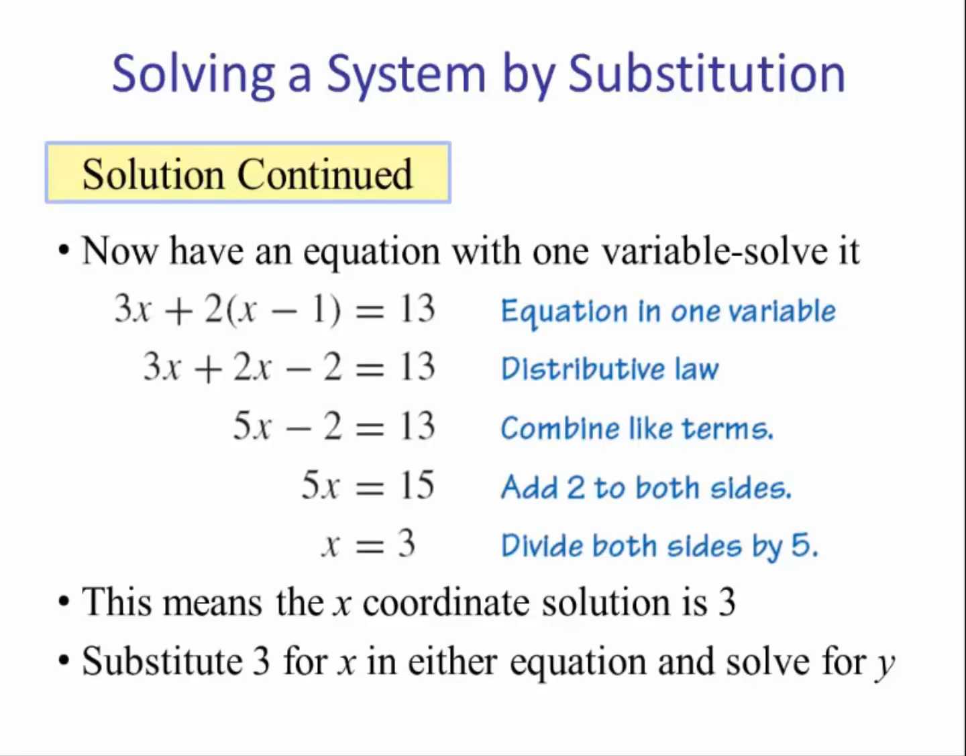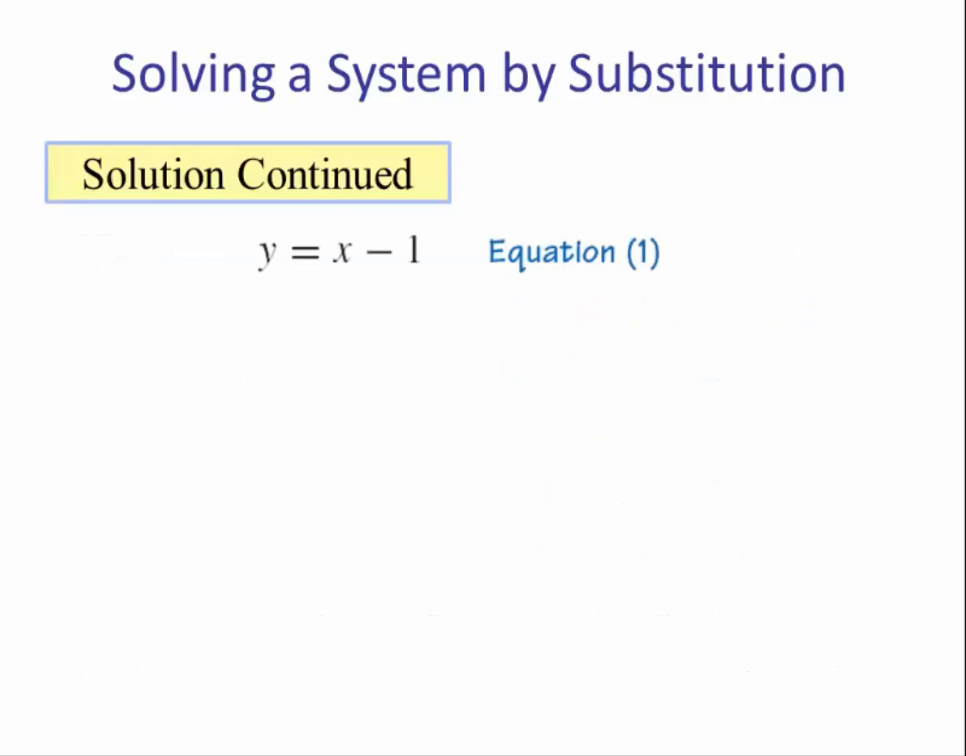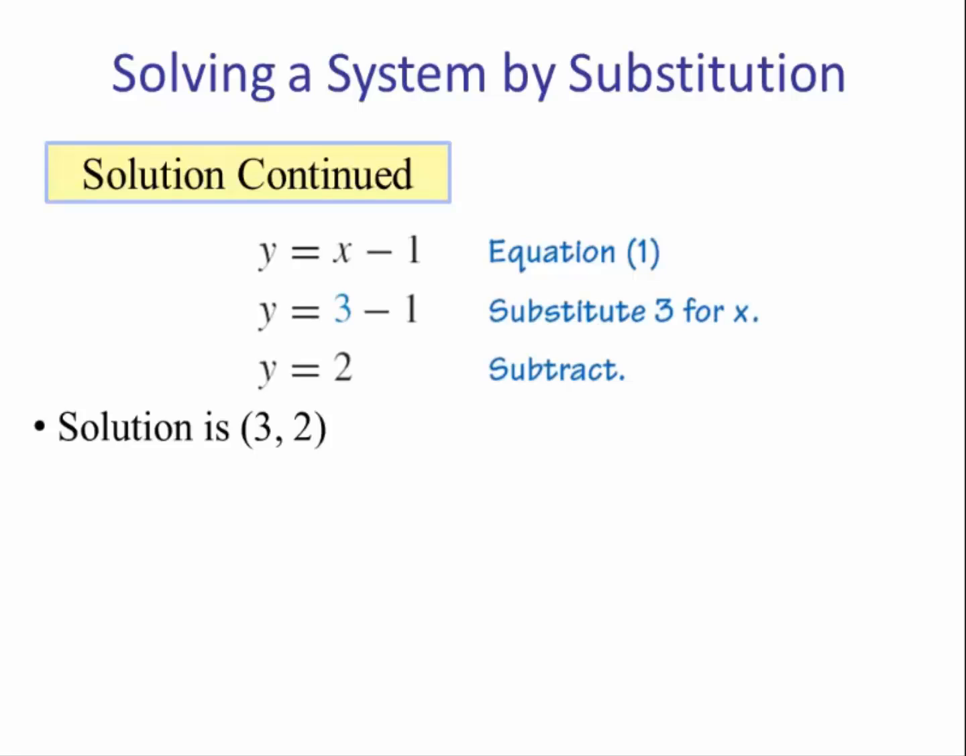If we substitute 3 in for x in either equation, we can find y. So using equation 1, or we could use equation 2, but for this example I'm using equation 1. Everywhere I see an x, I'm going to substitute 3. So we now have y equals 3 minus 1, and of course that is 2. So the solution to this system is (3, 2).